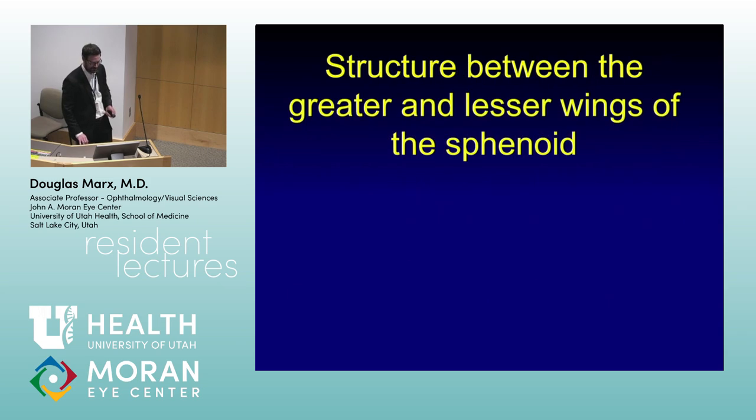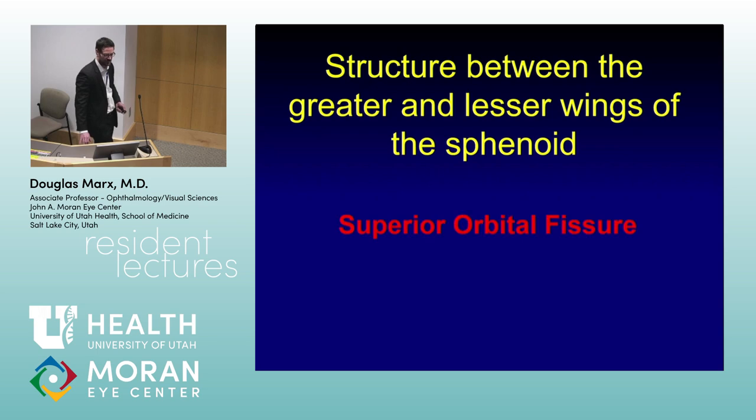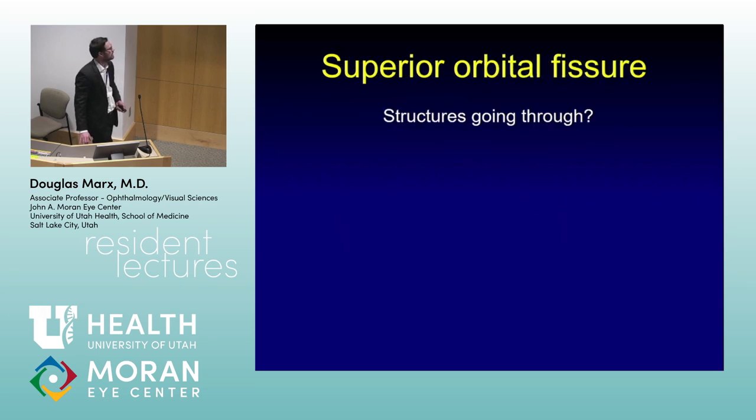So, okay. Structure between the greater and lesser wings of the sphenoid. Okay, superior orbital fissure, right? Structures that go through the superior orbital fissure. This stuff sucks.